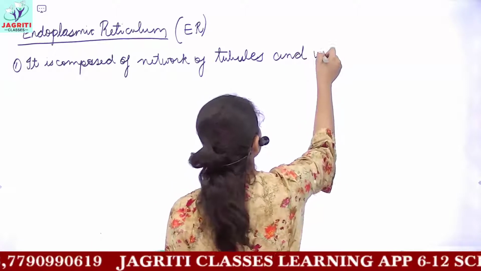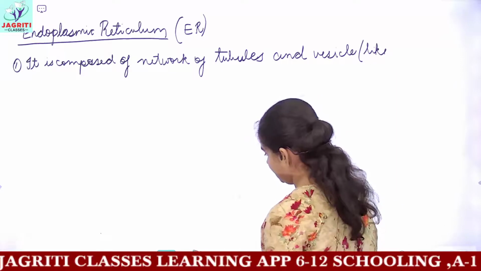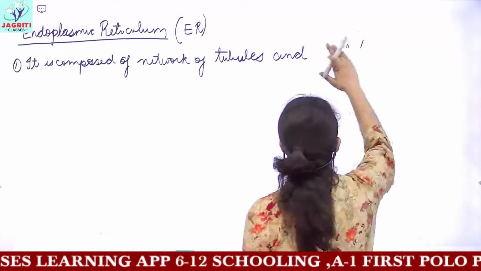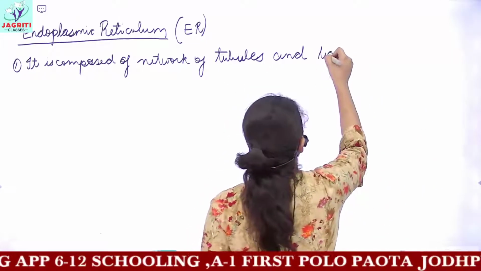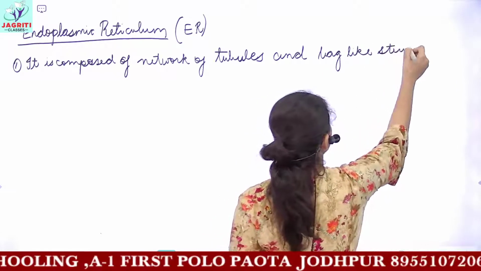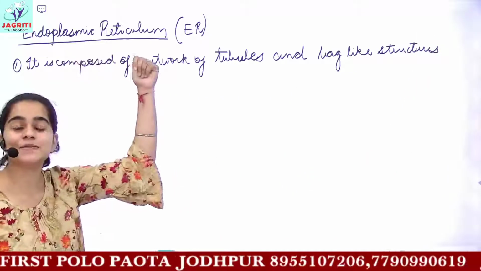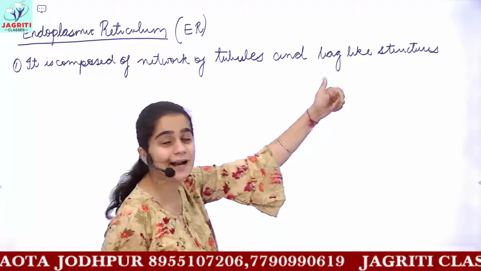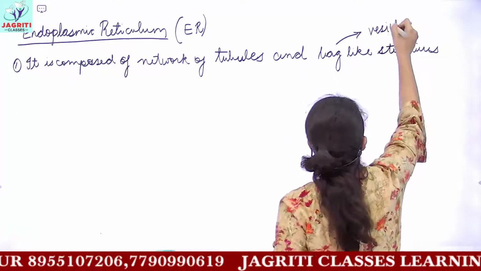And vesicle-like structures, okay? Vesicle means bag-like structures. Or, as I am referring to the general term tubule, I'll write many bag-like structures. So this is the composition of endoplasmic reticulum. Endoplasmic reticulum is made up of a network of tubules and bag-like structures, and these bag-like structures are referred to as vesicles.